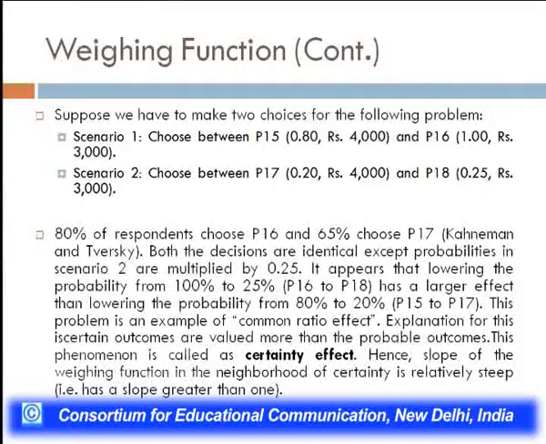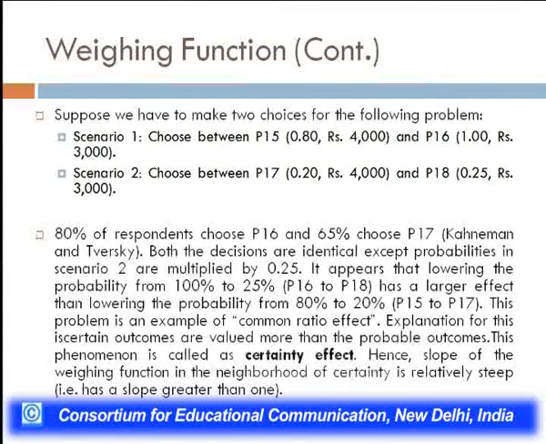Let us take another example where there are two choices. In scenario 1, people are asked to choose between P15, which shows an 80% chance of winning rupees 4,000, and P16, which offers a 100% chance of winning 3,000. Which one will you choose? 80% of the respondents chose P16, that is, the sure gain of 3,000.